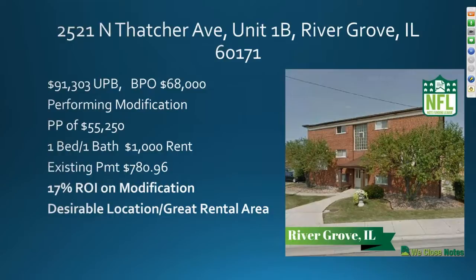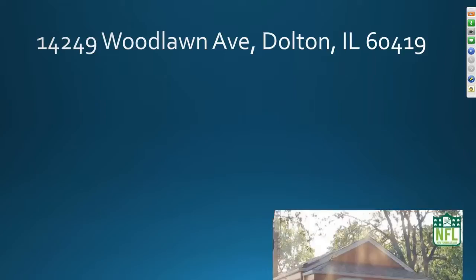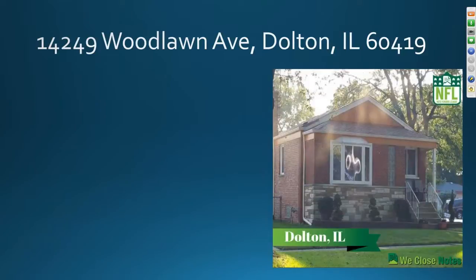River Grove is a good area, Illinois. I like it better than Chicago. The same thing with Dalton. Dalton's a good little area. This house, though, I really, really like. I love that multi-stone level on the bottom. We've also got lots of emotional equity, pride of ownership on this property.